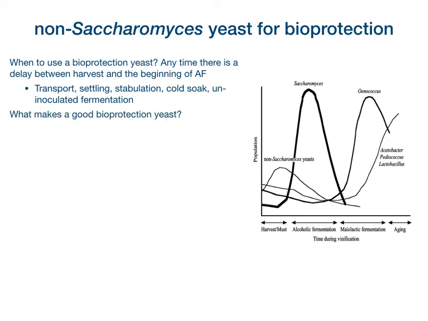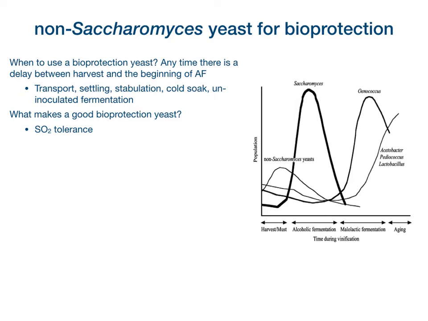So what makes a good bioprotection yeast? I said before that some of these non-Saccharomyces yeast are spoilage organisms and some of them are not. So how do we think about selecting for the ones that are going to have the best bioprotective capacity? The first thing to think about is that we do want to select for non-Sacc yeasts that have a good tolerance to SO2.